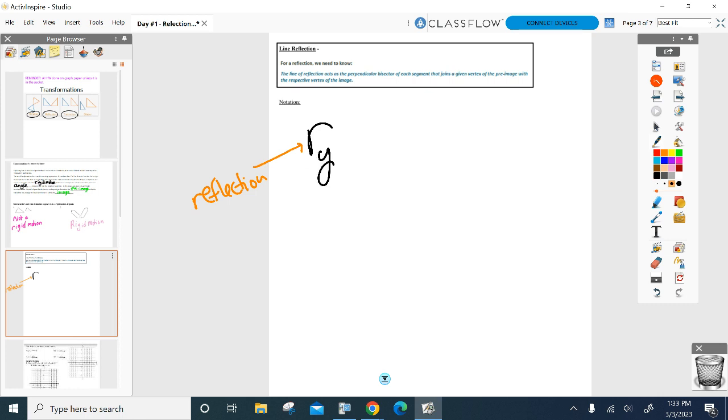So let me just put in y-axis right now. The subscript's important because the subscript's telling you the line to reflect over. So two pieces. The lowercase r signals everybody reflection is about to happen. The subscript says here's the line you're going to reflect over. All right, you ready to do your first reflection? All right, let's do it.